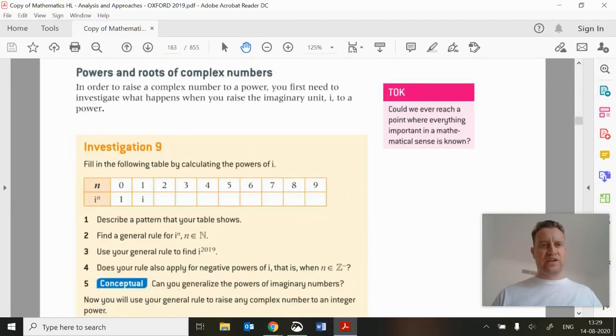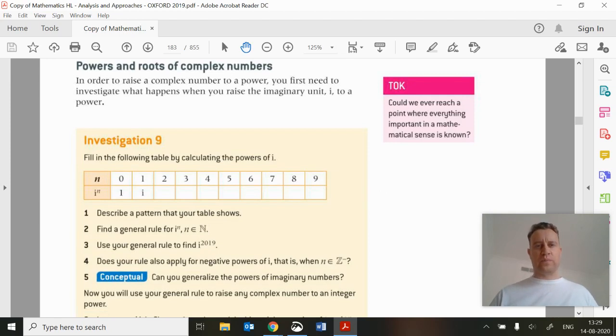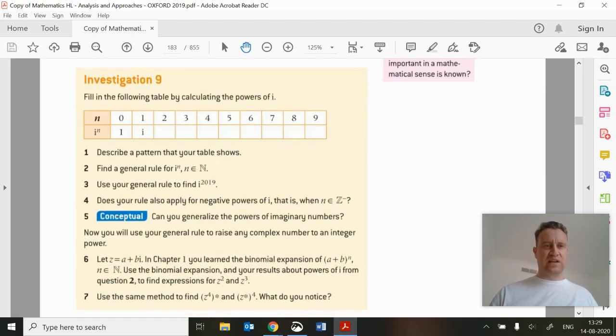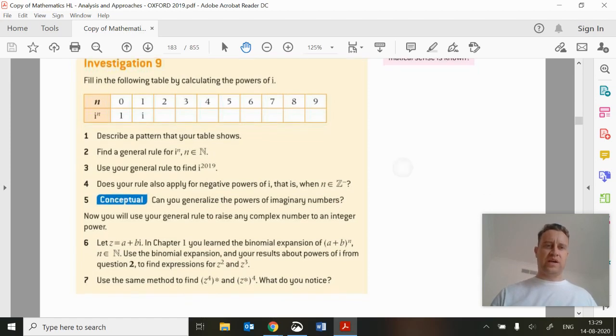This is 3H, and it's talking about powers and roots of complex numbers. There are two examples which I'm going to go through here before we get to the exercise, but there's a nice little investigation to start off with, which just gets you to work out what is i to the power of 0, i to the power of 1, i to the power of 2, and so on.